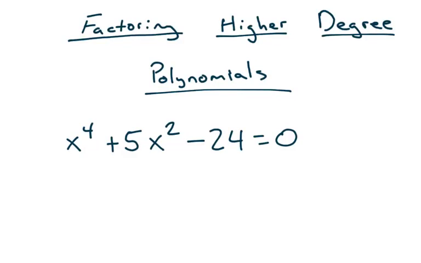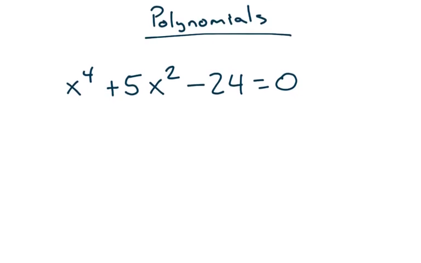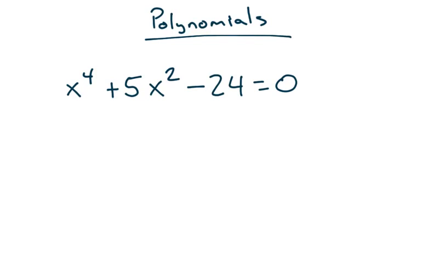So let's take a look at another situation of factoring higher degree polynomials. We're going to take x to the fourth plus 5x squared minus 24 equals 0. Again, I suggest that you watch the previous video if you're having issues with this, to kind of have a heads up as to what I'm going to be doing here.